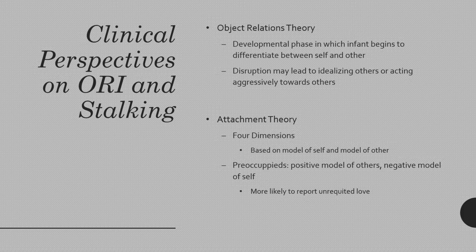Another perspective that has been used for ORI is attachment theory. You have the four attachment styles, which are secure, preoccupied, fearful avoidant, or dismissive avoidant. It's based on the model of self and the model of other, basically whether they have a positive or negative view of themselves or of others. It's also been studied along the avoidance anxiety continuum. For the preoccupied style, where they have a positive model of others and negative view of themselves, they're more likely to report unrequited love, possibly making them more likely to engage in ORI behaviors. Also, insecure styles in general tend to obsess more in relationships and experience more jealousy.